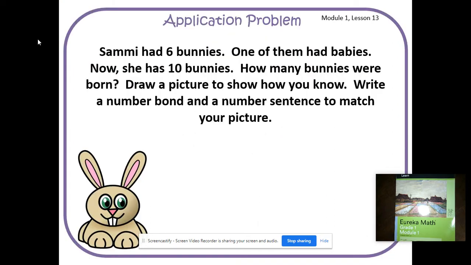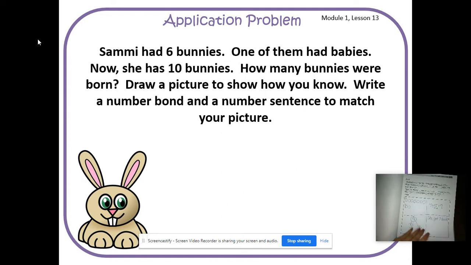Now let's go ahead and open up our book to our application problem. So let's open up your Learn book to page 93. Just lesson 13 at the top, 93 at the bottom. Go ahead and pause the video at this time and press play whenever you're ready and found the page. Awesome.